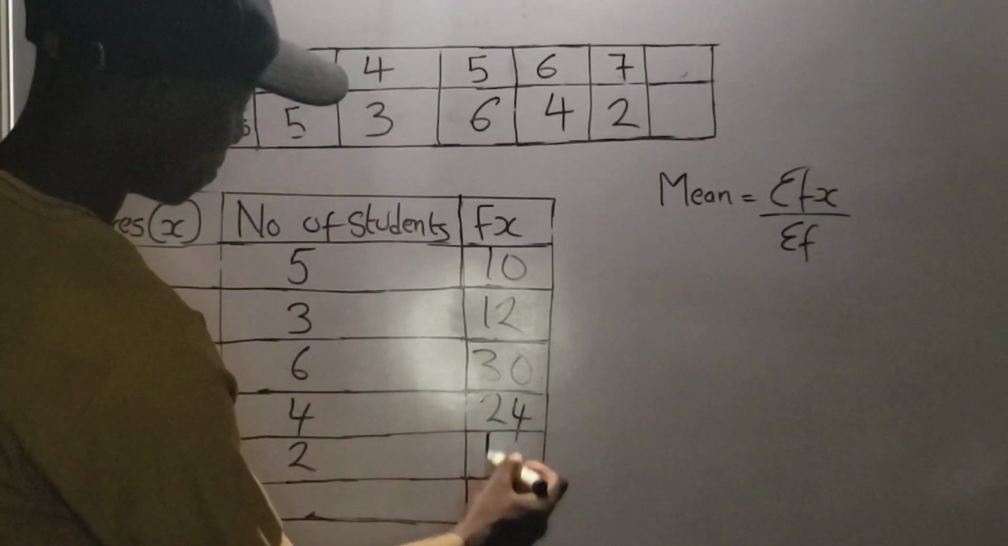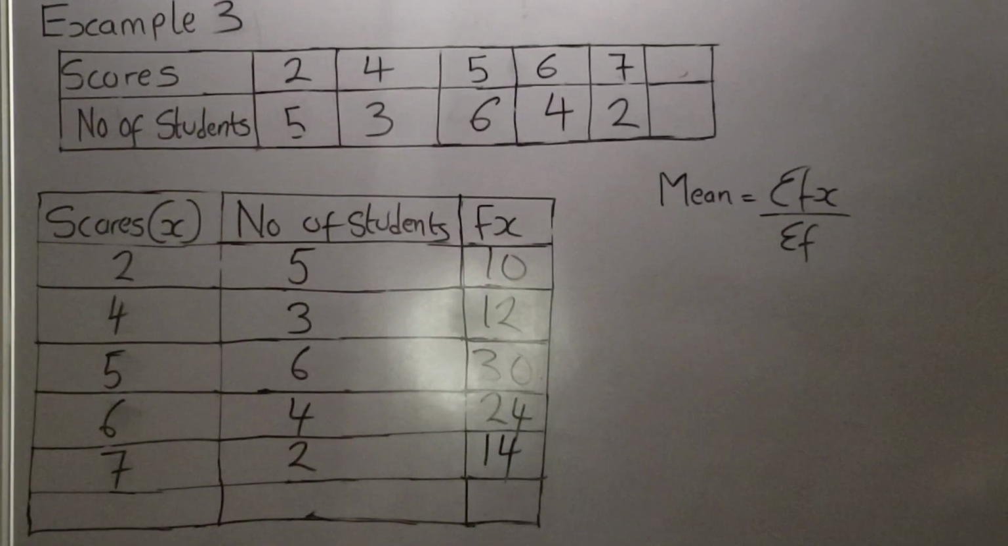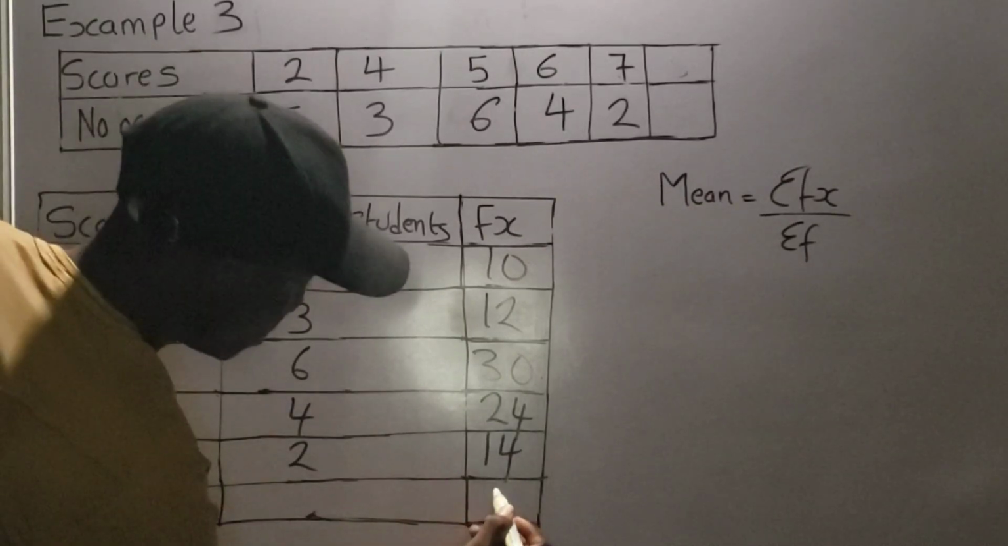Okay, so now according to the formula of mean, I still need to take the summation of all the values of fx. Are you getting it? Because mean is equal to summation fx all over summation f. So when you add all the values 10, 12, 30, 24 and 14 together, are you getting it? If you add all these values, you're going to get 90 rather. So the value here will be what?